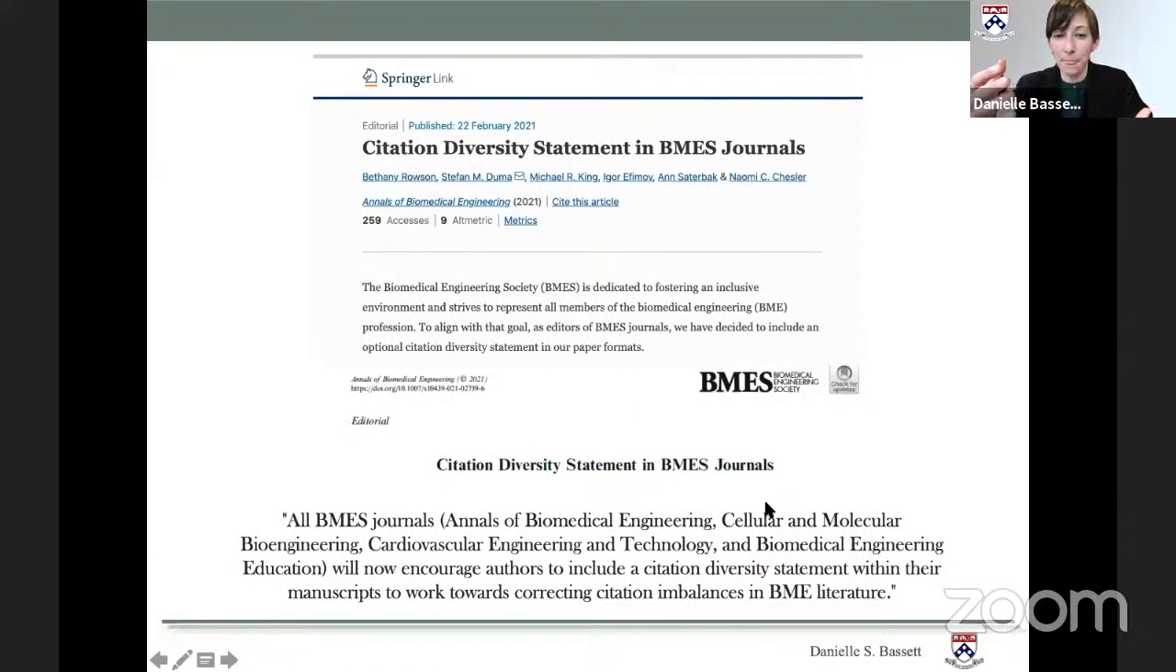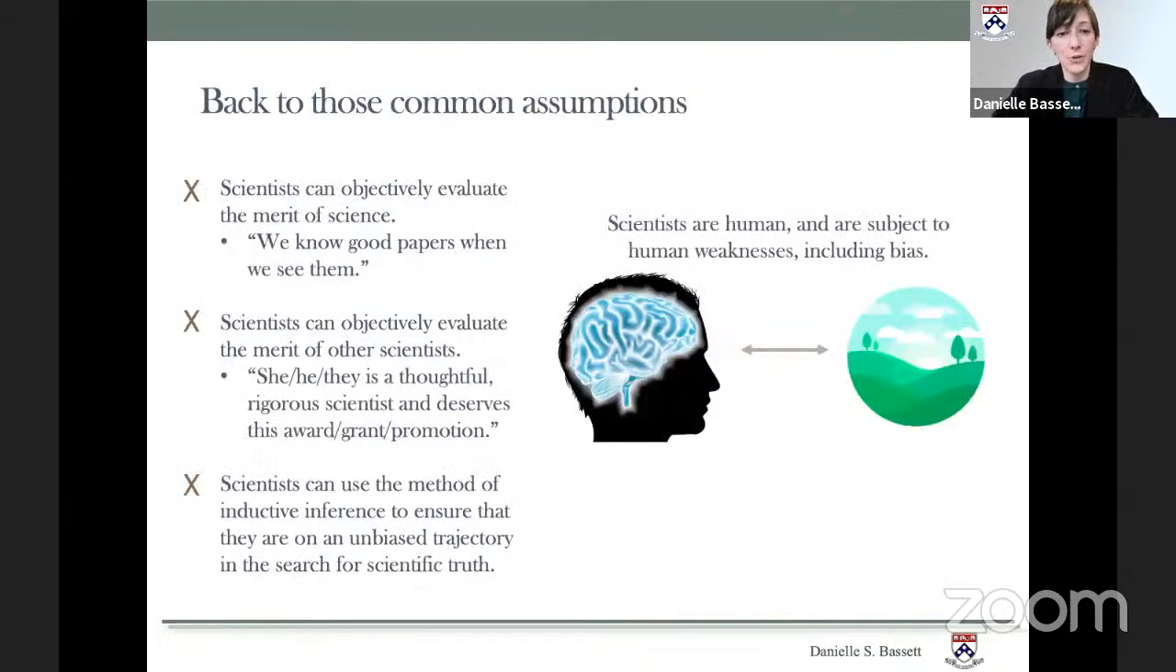So I think it's amazing that the BMES Society has been taking this initiative to address the issue in the local field. So back to those common assumptions and a quick conclusion. Scientists, can we objectively evaluate the merit of science? Not always. Can we objectively evaluate the merit of other scientists? Well, there's evidence that we have implicit biases that may not allow an objective evaluation. And lastly, scientists can use the method of inductive inference to ensure that they are on an unbiased trajectory in the search for scientific truth. Again, not necessarily. Scientists are human and are subject to human weaknesses, which include both explicit and implicit bias.